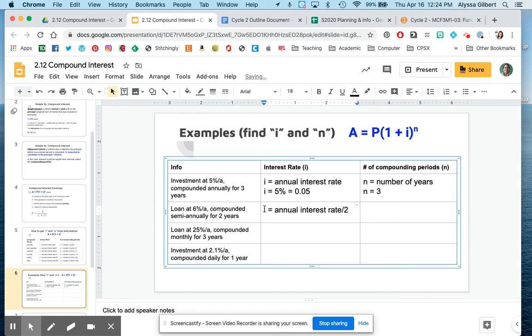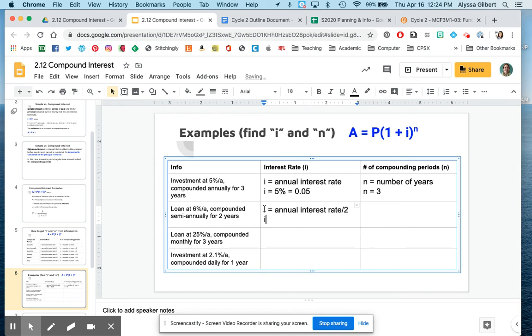So our annual interest rate divided by 2. So I is equal to 6% divided by 2, which is equal to 3%, but don't forget we need to write that as a decimal.